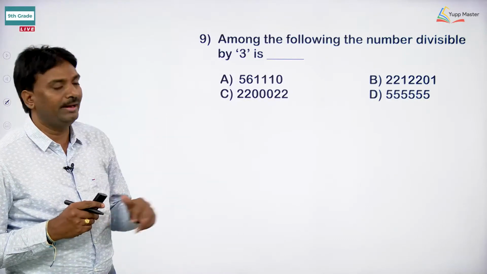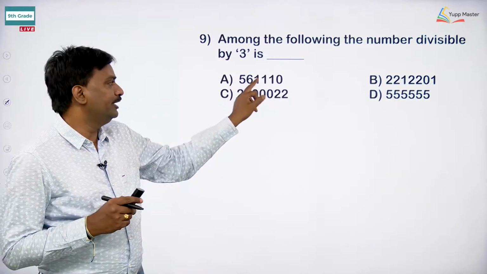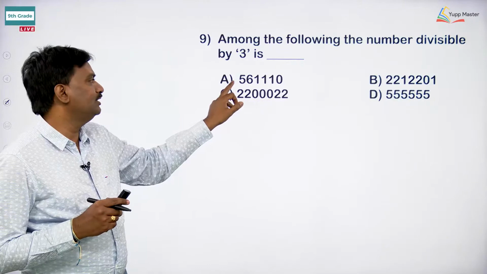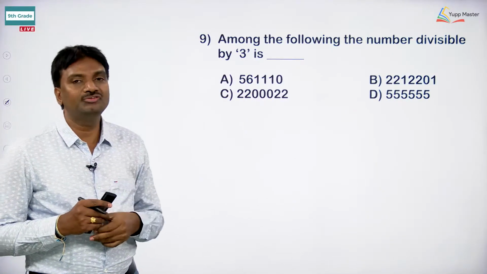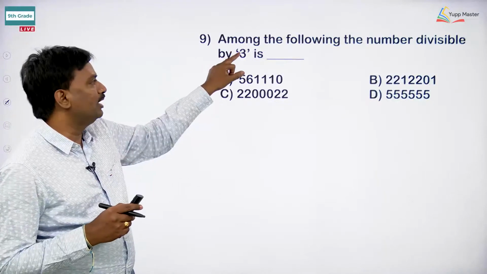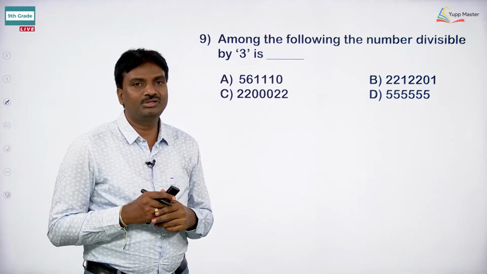So here we have the numbers A, B, C, D. Option A contains 5, 6, 1, 1, 1, 0, so in option A we have 6 digits. According to the problem we have to choose the correct option.